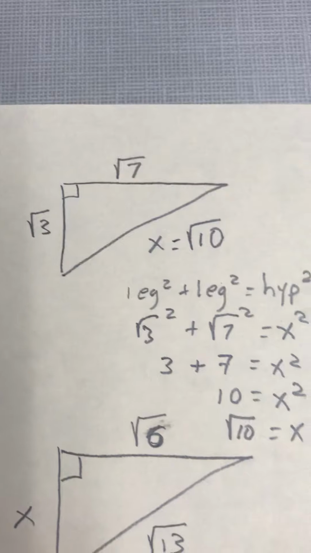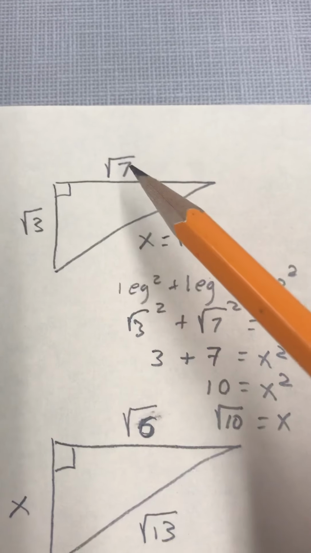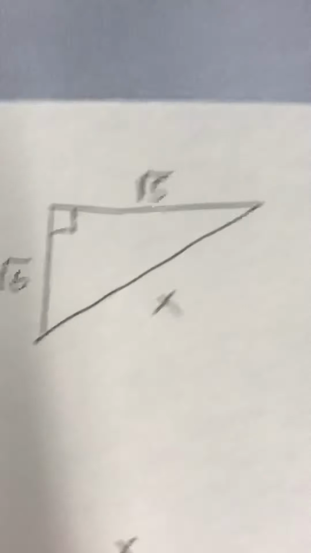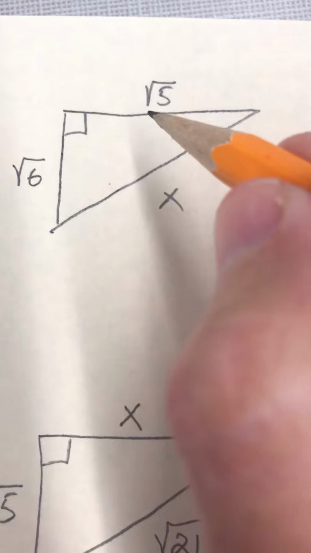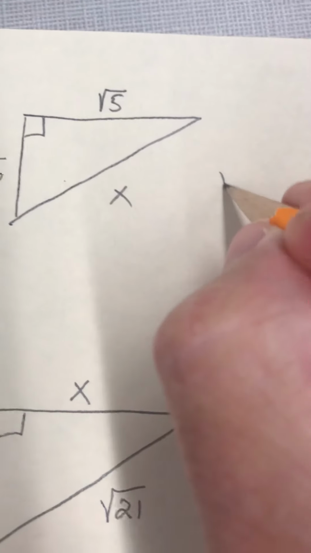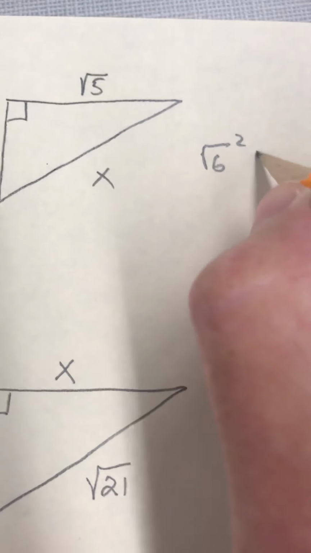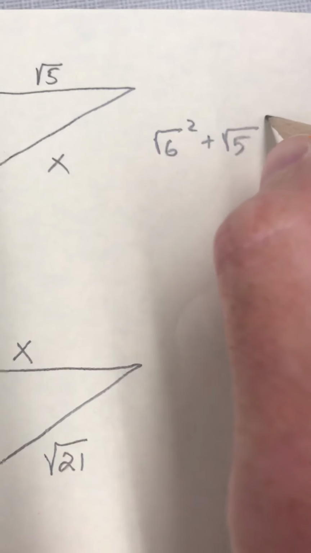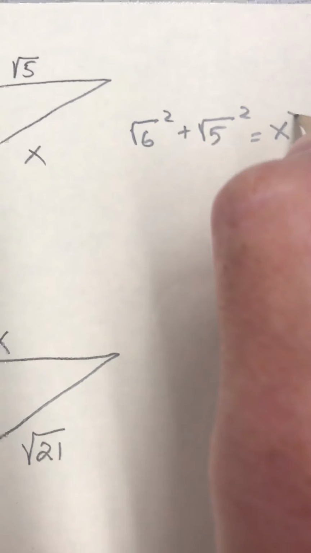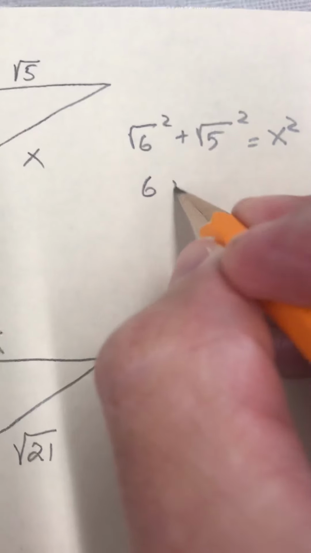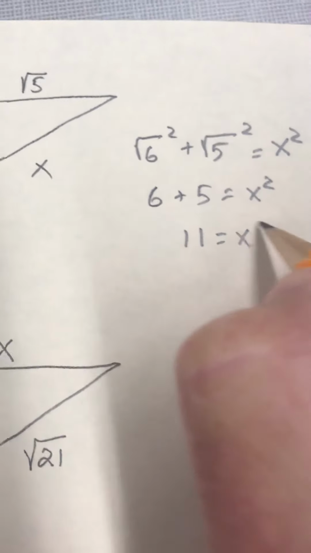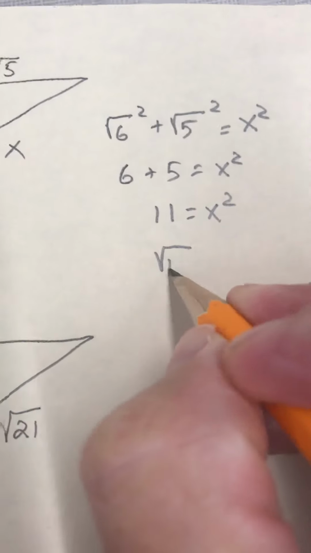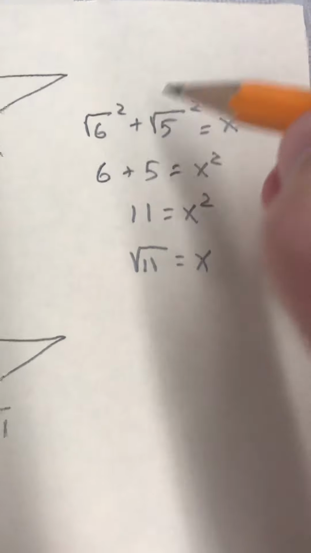Do you notice anything? Radical 3, radical 7, and the answer was radical 10. Would you like to guess what the answer to this one is? Okay, we'll do it the long way, just so we feel really good about this. So we have radical 6 squared plus radical 5 squared equals x squared. 6 plus 5, what is going on? Because now we got 11 equals x squared, and the answer is radical 11. You guys see all the work there?